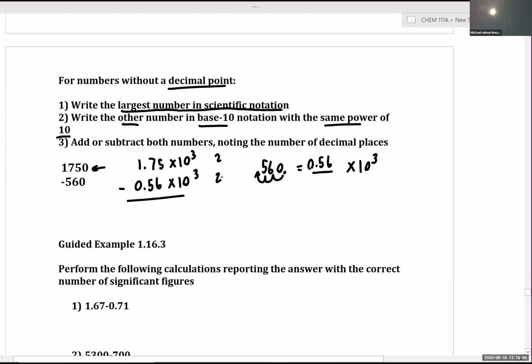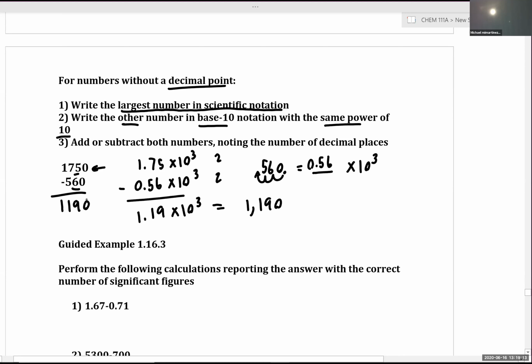Both of these numbers have 2 decimal places, so that in turn gives us 1.19 times 10 to the third, which we then write as 1,190 if we wanted to report a long form number. Notice we're still reporting up to the tens place, so both methods are valid.